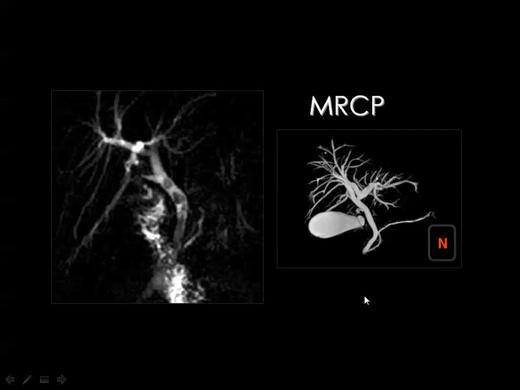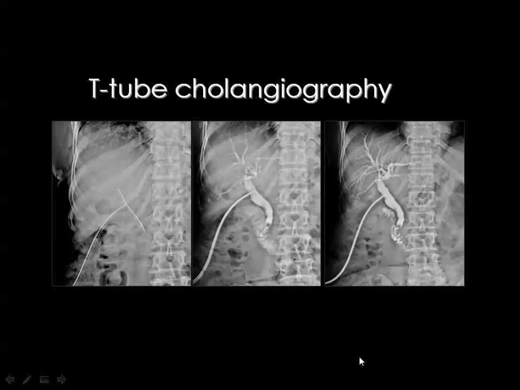Then the use of MRCP is well established in clinical practice for evaluation of the biliary system, and here you can see the normal MRCP showing the common bile duct, pancreatic duct, and the intrahepatic biliary radicals as well as the gallbladder. And this is an example of multiple common bile duct calculi.